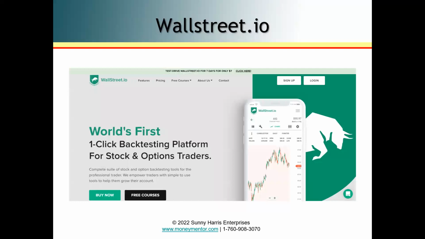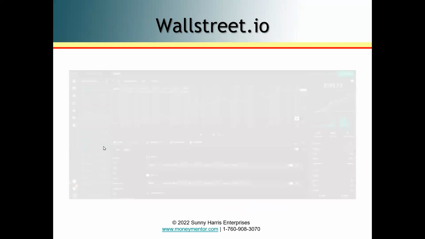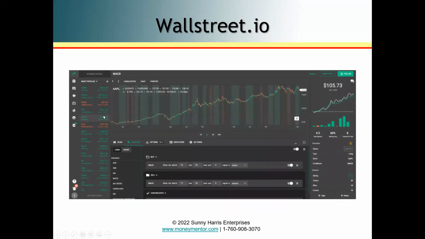And then this one is Wall Street IO, which I mentioned. It's a new platform, and it shows you a chart, of course, of whatever symbol you put in. And then it lists the profit from the strategy that you're talking about here. And it's a drag and drop coding system. So if you want to test ADX, you click it here and drag it into there. For this one, I've put MACD in there for both the buy and the sell triggers.